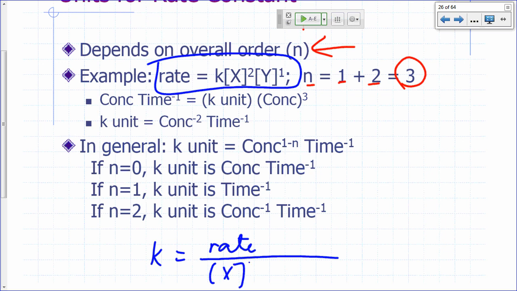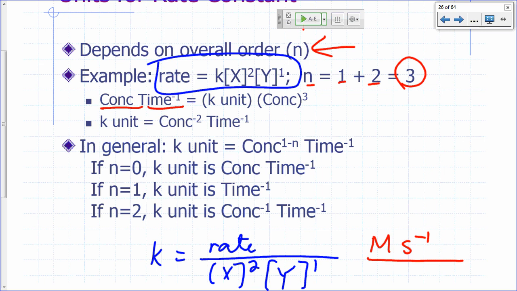Concentration of x squared times concentration of y raised to the power 1, right? So what would be the unit for your numerator? Moles per liter per second, right? A concentration unit divided by a time unit.